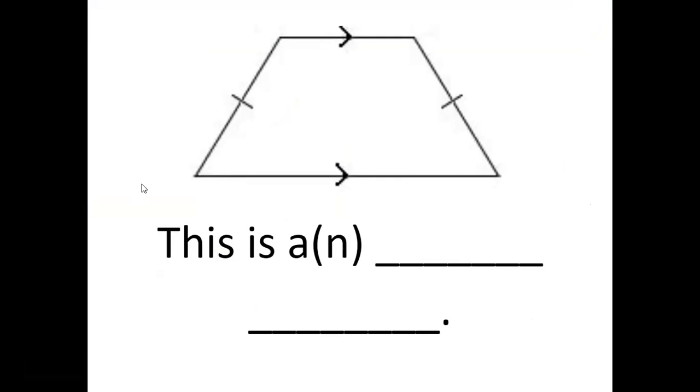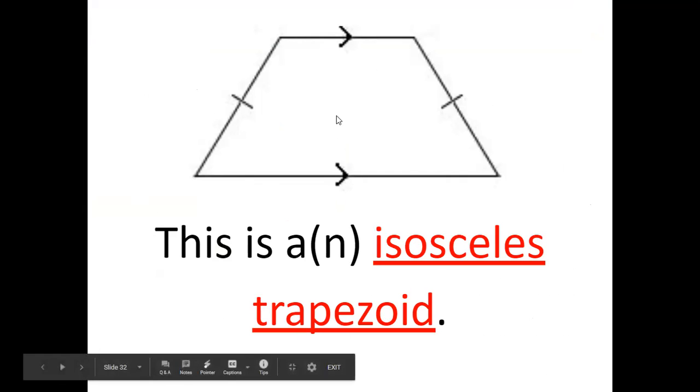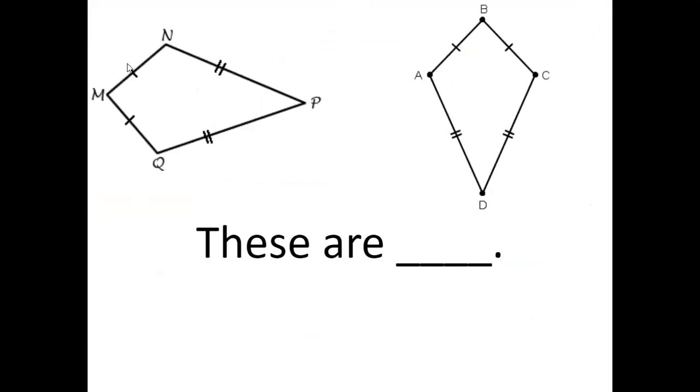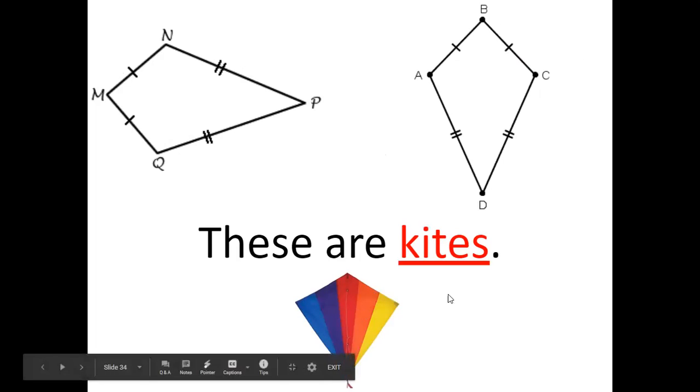Now, a couple more things to review. This one has one pair of parallel sides. I wouldn't say two pairs, sorry about that. It has a set of congruent sides, right? So we know that if we have two sides that are the same, that means isosceles. So this is an isosceles trapezoid, okay? And it is a trapezoid because it has a pair of parallel sides, okay? And here, I have congruent sides that are adjacent to one another. Remember, adjacent means next to. This is one example. So these two are congruent and these two are congruent and they're next to each other. Same here. So these are kites, okay? Here's an example of a real life kite.